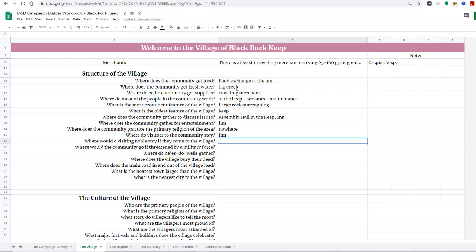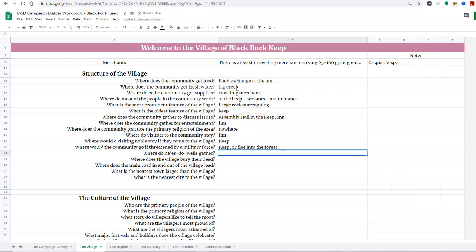Where would a visiting noble stay? Well, the visiting noble is going to stay at the keep. It's a much better location, safer, more luxurious. So that is where a visiting noble would go. Where would the community go if threatened by a military force? Well, they'll go into the keep. Or flee into the forest.